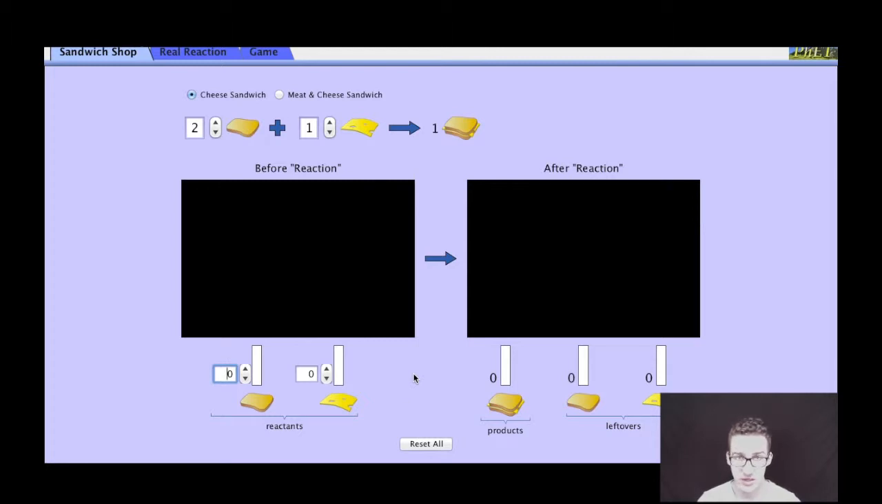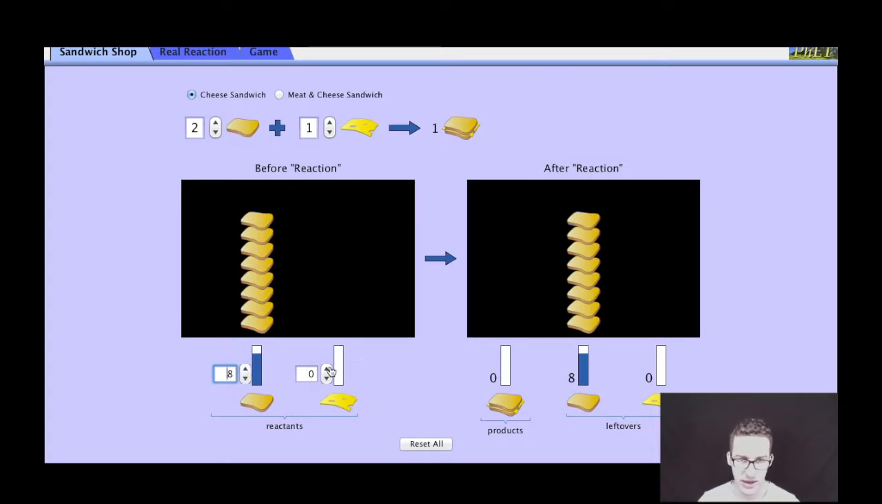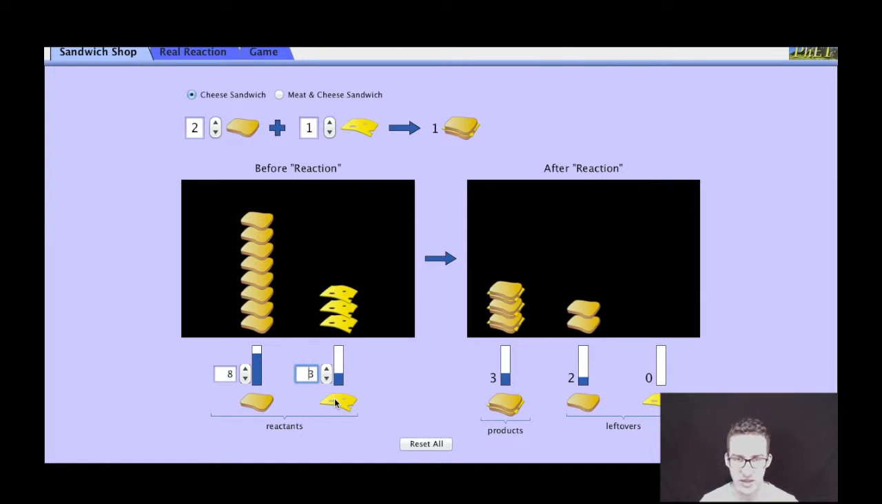Now, it doesn't always have to be the cheese that limits your reaction. If I had, for example, 8 slices of bread and 3 slices of cheese, we've got enough bread to make 4 sandwiches. However, we only have enough cheese to make 3 sandwiches. Again, that comes back to our relationship between the bread and sandwiches and our cheese and sandwiches. And so in this example, we'll only use 6 slices of bread to make our 3 sandwiches. 2 slices of bread will be left over, unreacted, in excess. We will use up all 3 of the slices of cheese. They're going to be our limiting reactant in this example.